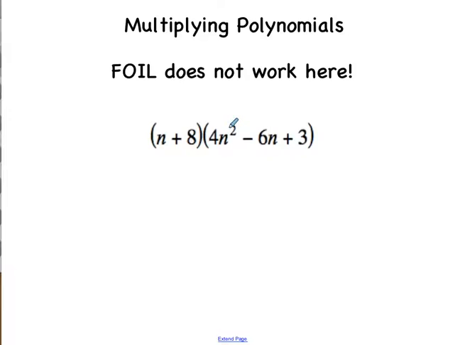I'm going to distribute the n to the 4n squared. That's 4n to the third. Now the n goes to the negative 6n.